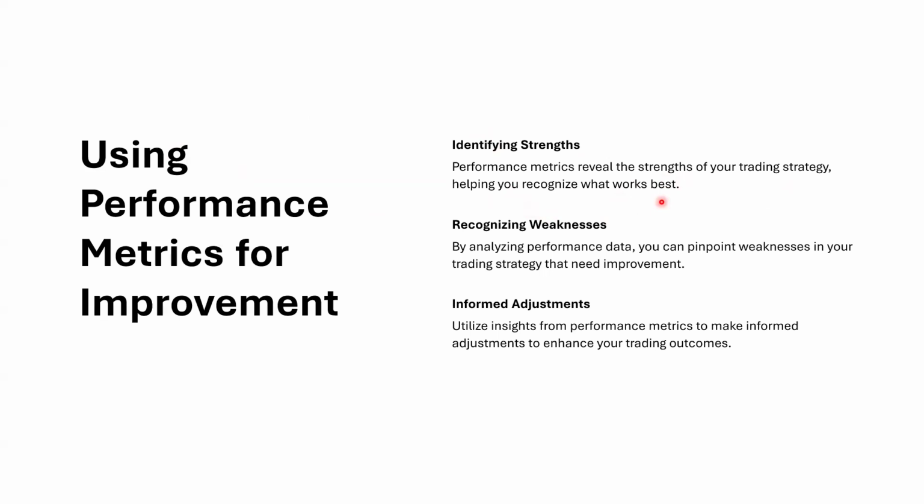If you keep track of what is happening here and there, then you'll be able to know and understand what you are dealing with. If you don't keep this record, there is no way you'll be able to handle all these things in the market. So now, recognizing weaknesses: by analyzing performance data, you can pinpoint weaknesses in your trading strategy that need improvement. Then you'll be able to improve them. Informed adjustments: utilize insights from performance metrics to make informed adjustments to enhance your trading outcomes. So use all your performance metrics, picking a sample size, then you can automatically know where to work on.